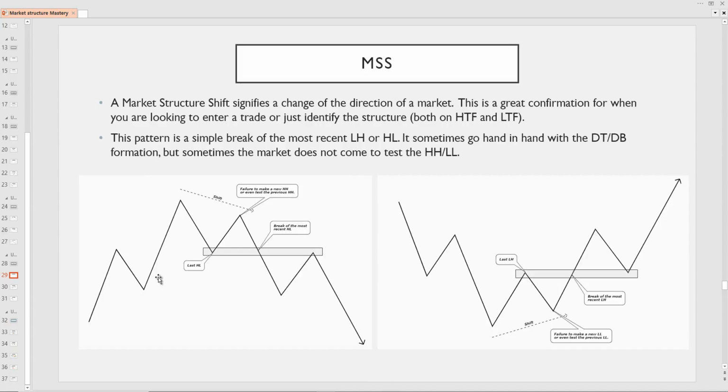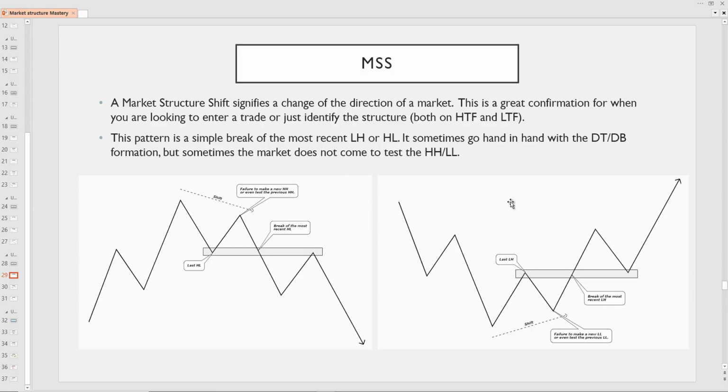A market structure shift signifies a change of the direction of a market. This is a great confirmation for when you're looking to enter a trade or just identify the shift of the structure, right? It works on both higher time frames and lower time frames, okay? So again, this pattern is a simple break of the most recent lower high or a higher low. And we're going to have details about that, so don't you worry if you don't understand currently which one is the lower high or you cannot imagine it. We have actually the pictures below.